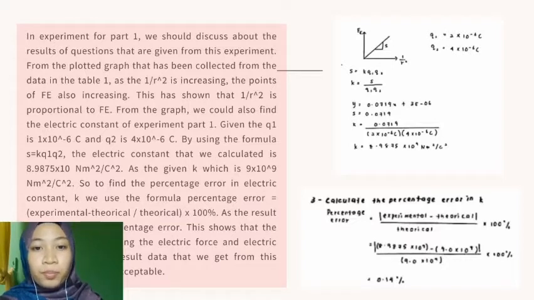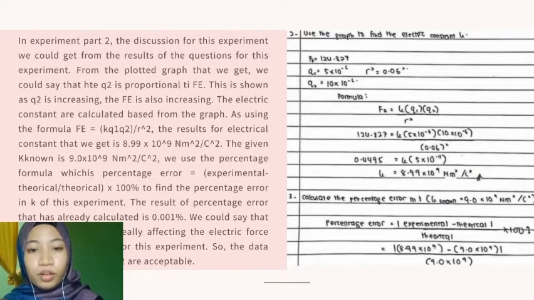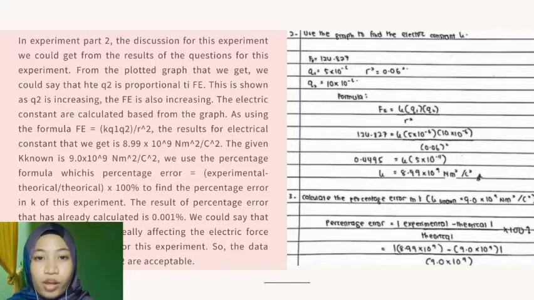This shows that the parameters are affecting the electric force and electric constant, but the data that we get from the experiment are still acceptable. In Experiment 2, from the plotted graph, we could say that Q2 is proportional to electric force. This is shown as Q2 is increasing, the electric force is also increasing. The electric constant is calculated based on the graph. Using the formula Fe equals K times Q1 times Q2 divided by R squared, the result for the electric constant is 8.99 times 10 to the power of 9 newton meter squared over coulomb squared.